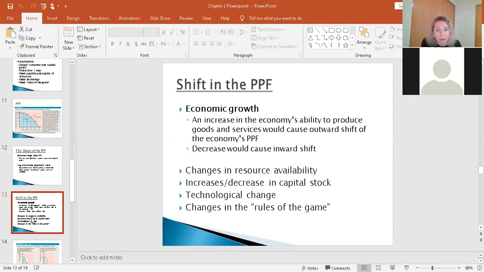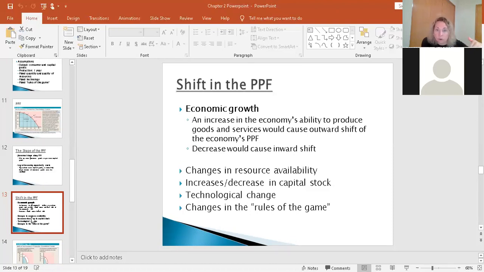We call this economic growth, right? If your PPF increases, you're having economic growth. We typically see this happen at a rate of about 3% a year here in the US. That would be a good, sustainable, healthy rate of growth. And economic growth, by definition, is the increase in the economy's ability to produce goods and services. So it would manifest itself as an outward shift of the economy's PPF.